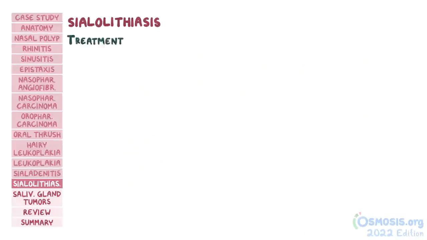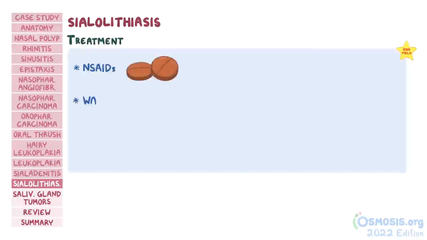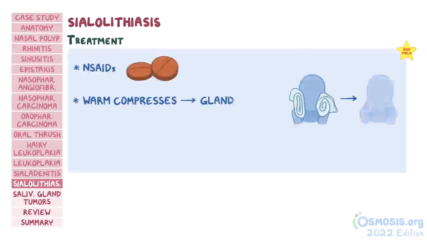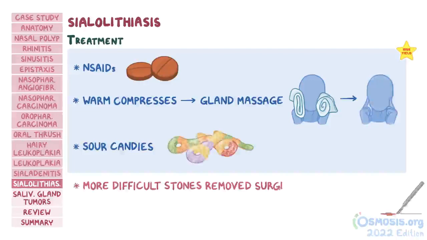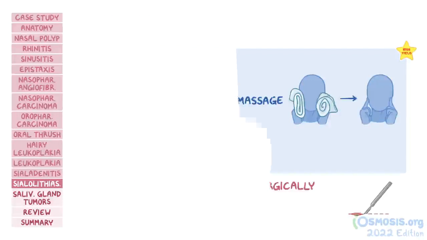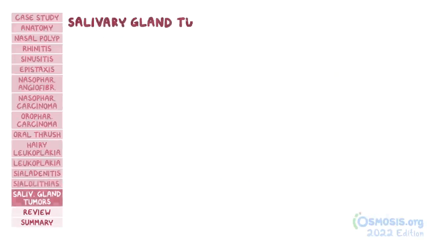Treatment of sialolithiasis usually involves NSAIDs to manage the pain, as well as applying warm compresses, followed by gland massage, and sucking on sour candies to help salivary flow and promote stone expulsion. More difficult stones may be removed surgically. Finally, let's go over salivary gland tumors.